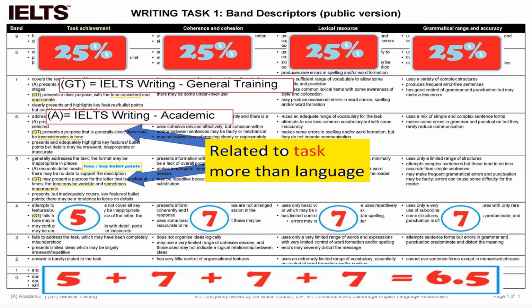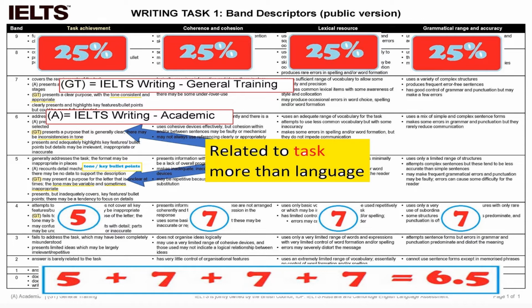Here you can see the public version of the band descriptors. The writing examiner has more detail than this, which they refer to when marking your Task 1, but the public version is very helpful for us as test takers. You can view the public version of the band descriptors on the official IELTS website, IELTS.org.